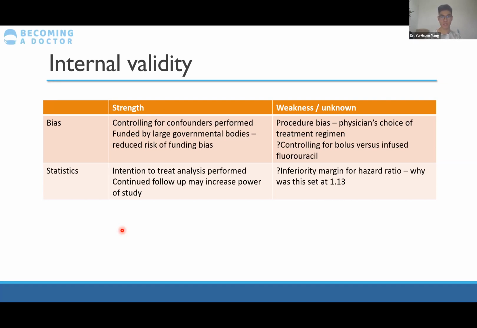Is that clear so far? Sorry for whizzing through that. Is that all okay? Any questions?